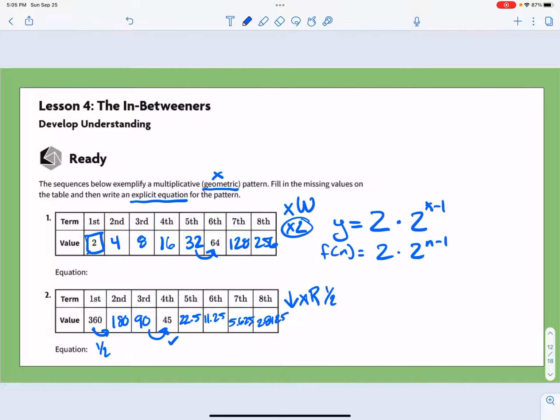2.8125. Okay, lovely. As an equation, we would say f of n equals our first value, 360, times what we're doing, 1/2 to the n minus 1. All right, next one.